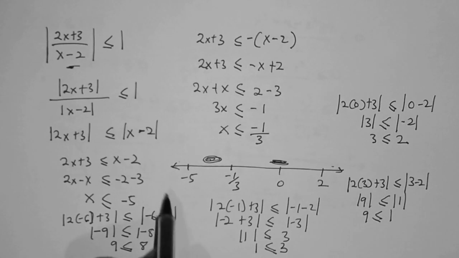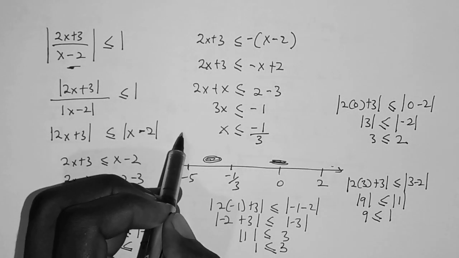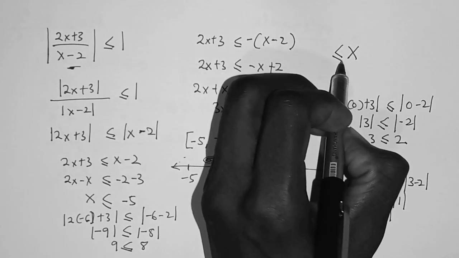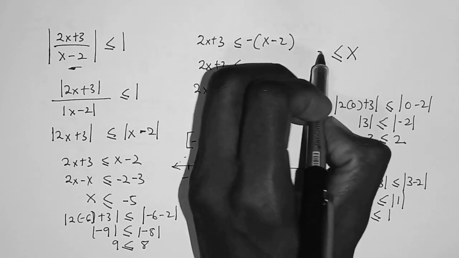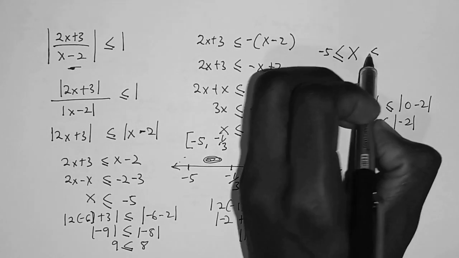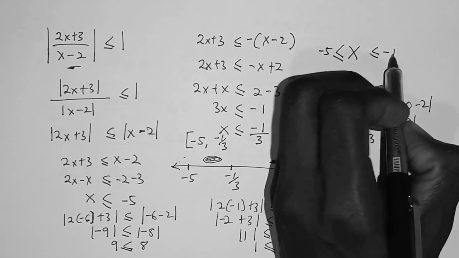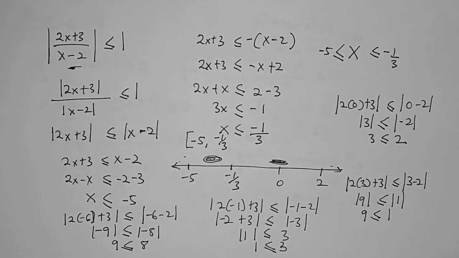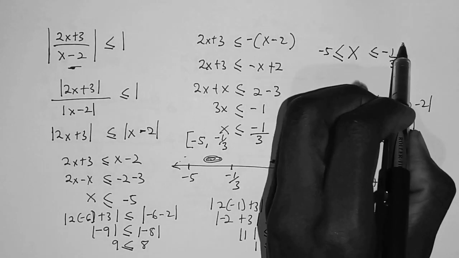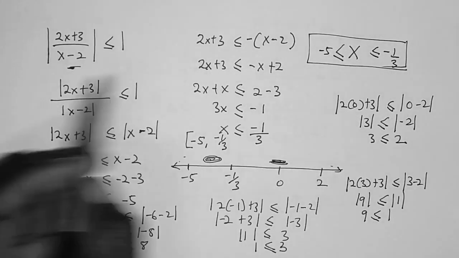So at the end of the day, there is only one required region, which is x greater than or equal to minus 5 but less than or equal to minus 1 over 3. That is the solution for this inequality.